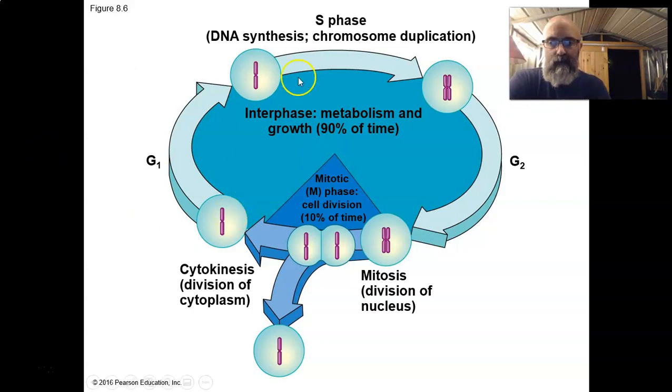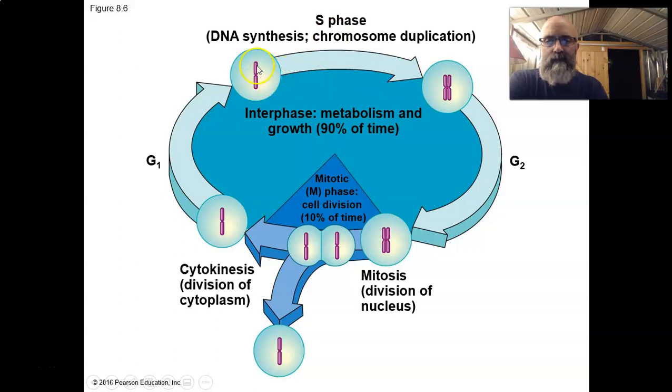So what we see on this slide, figure 8.6, kind of shows the big picture of this. So we start here in the G1 phase. This is the growth phase. This is kind of the life cycle of a cell. Right? Cell is born here. It grows. It adds cytoplasm. It adds organelles during G1 phase. During the S phase, we're making copies of the genetic material.